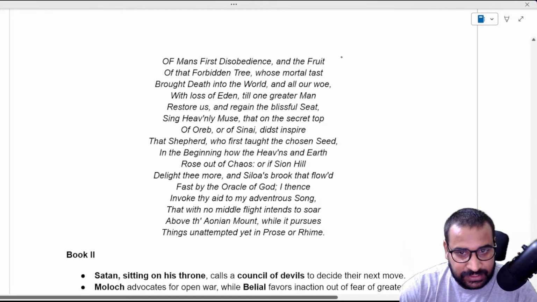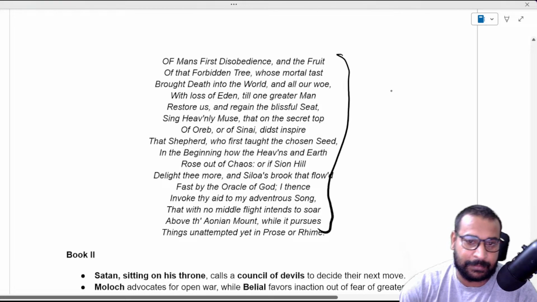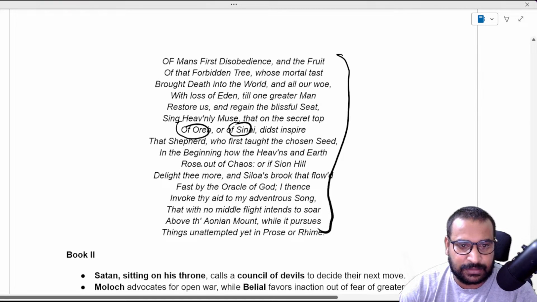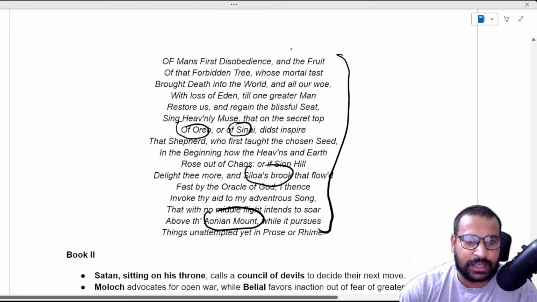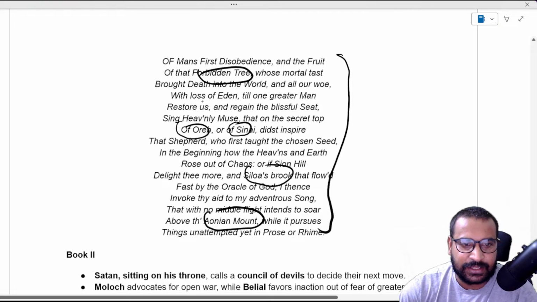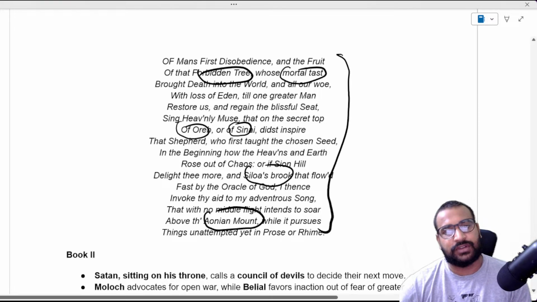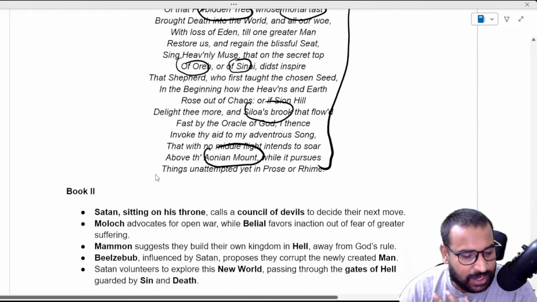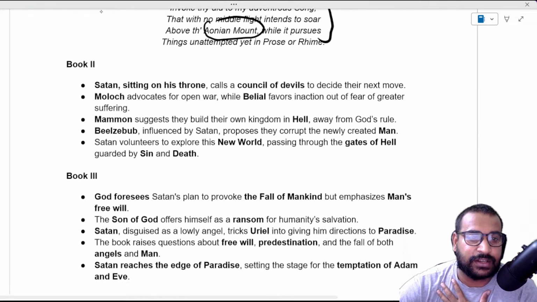So remember everything in this stanza, you have to remember. They have asked about Oreb, Sinai, they asked about Siloa's brook, they asked about the Aonian mount, they asked about the forbidden tree, they asked about the mortal taste, all these things. So you should have a complete idea about the opening stanza. So your half work is done. Right. Now book 2.